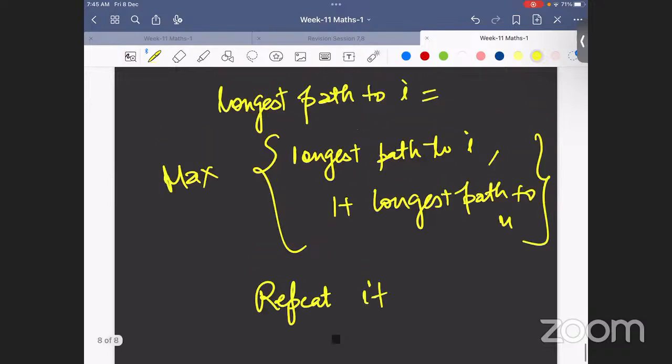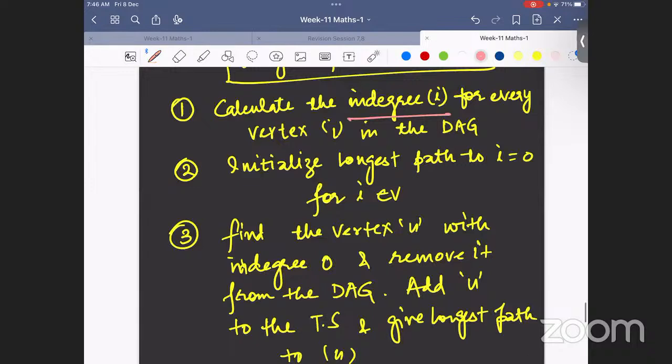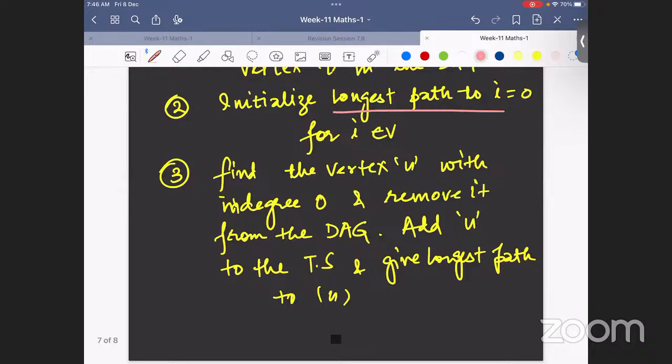See, here also you are doing the same thing. You first calculate the in degree for every vertex, and then the only other thing you are doing is updating another value. Along with calculating the in degree, you are initializing the value for each of the vertices as 0. So the longest path to each of the vertices is 0 in the first step. And then you are finding the vertex u with in degree 0, and you are removing it from the DAG.